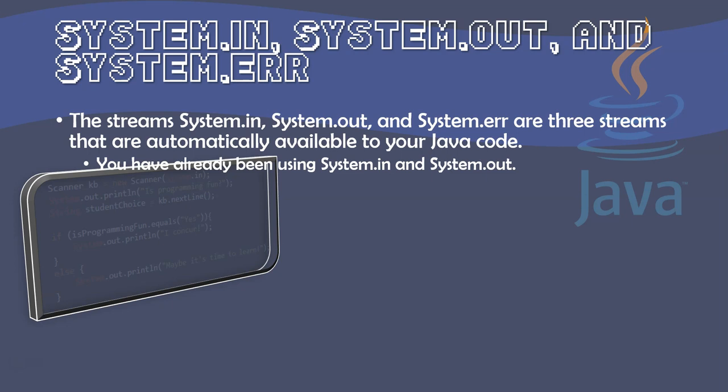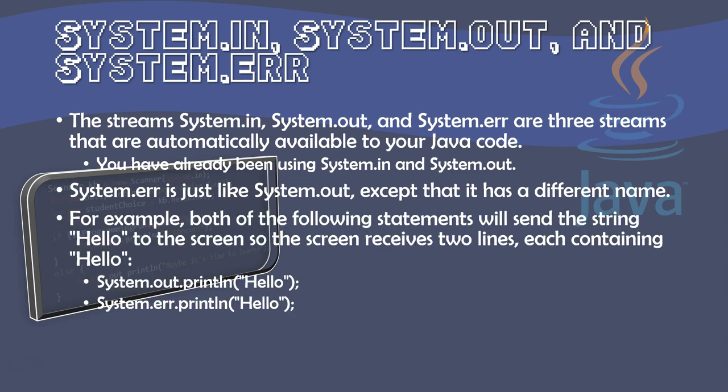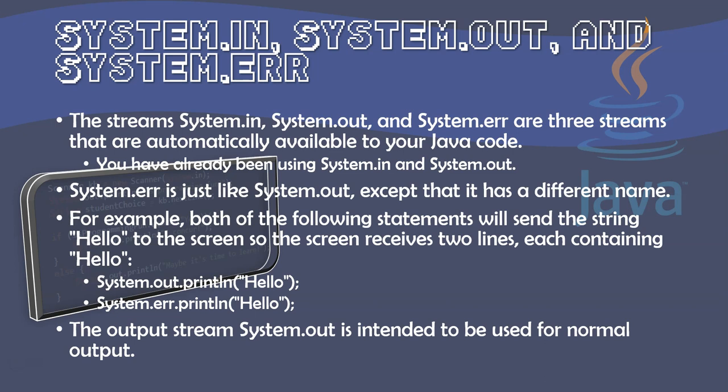Notice we didn't have to import anything. We don't have to format them any particular way because, again, these are already baked right in. Now, System.err is just like using System.out, except it has a different name. For example, both of the following statements will send the string hello to the screen, so that it receives two lines, each containing hello. System.out.println("hello"), System.err.println("hello"). Now, the output stream System.out is intended to be used for normal console output. So just like we could run your program normally, that's what it's meant for.